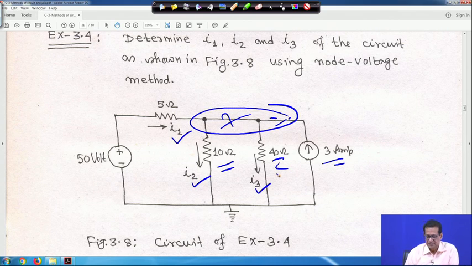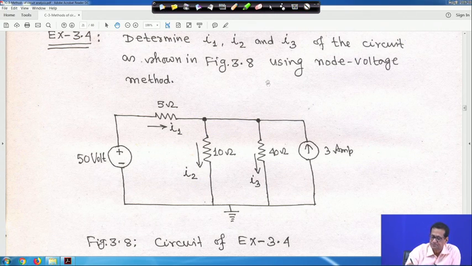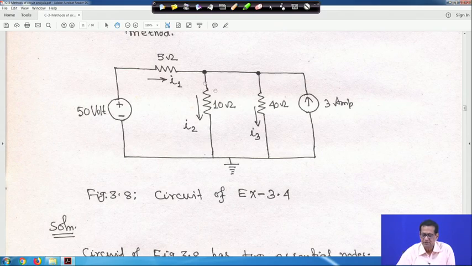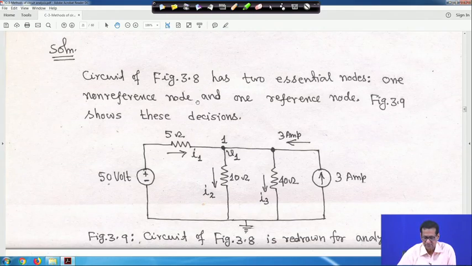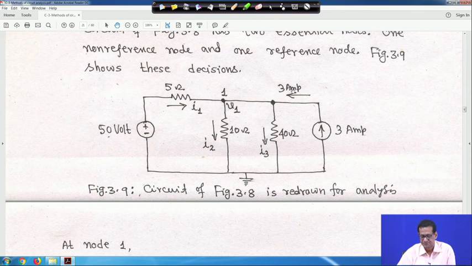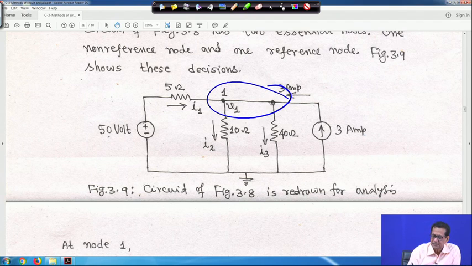So, how to solve this one? Very simple. The 50 volt source is there, and this side the 3 ampere. For the purpose of this, the circuit is redrawn. I told you this is actually a single node, because no electrical element is here, it is simply a wire. So basically it is node 1, only V1, and this side is plus your 50 volt, this is your I1, this current we have taken I2, this current is I3, and this is 3 ampere.